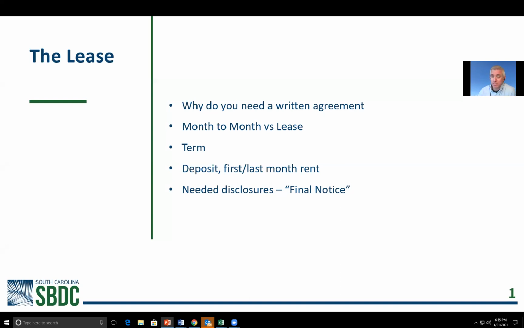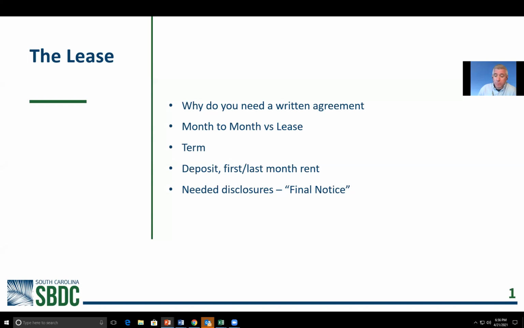I won't go too far. I'm just saying, as a part of this written agreement, you want that final notice. And if you Google South Carolina Real Estate Commission lease, I think that might be it. There's a standard South Carolina lease out there that you can find. It's got that clause written in it. And you can use that to design your lease.